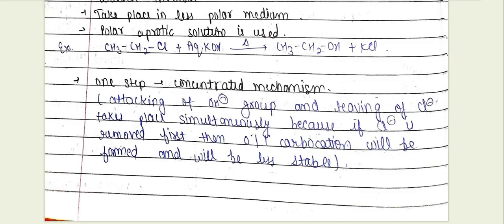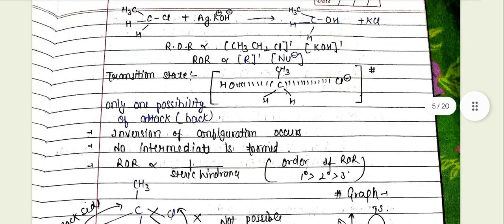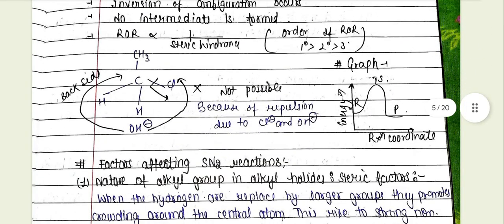Attacking of the OH negative group and leaving of the chloride take place simultaneously, because if Cl negative is removed first, then a carbocation will be formed and will be less stable. In the transition state, there is only one possibility of attack, which is from the back. The inversion of configuration takes place. No intermediate will be formed and the rate of reaction is inversely proportional to steric hindrance. So the rate of reaction will be primary, then secondary, then tertiary in decreasing order.